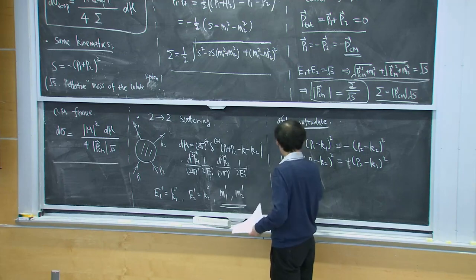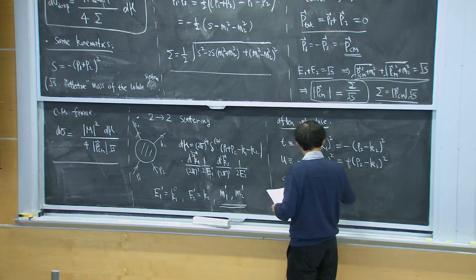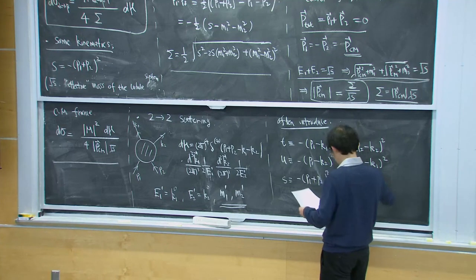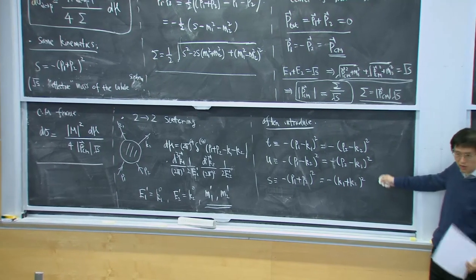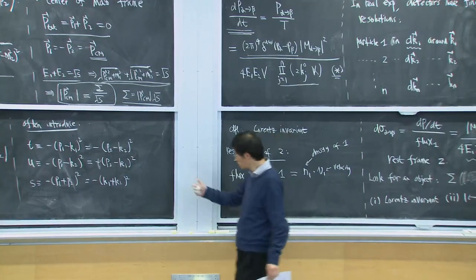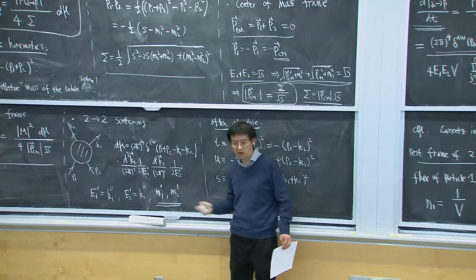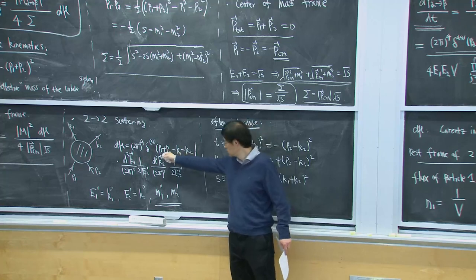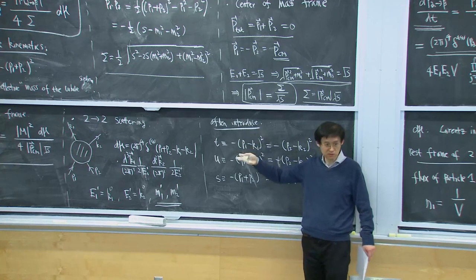And let me just copy S, which is (P1 plus P2) squared. These are obviously Lorentz invariant quantities you can build from P1, P2, K1, K2. Any Lorentz invariant quantity built from those four-momenta can be expressed in terms of some combination of S, T, U.